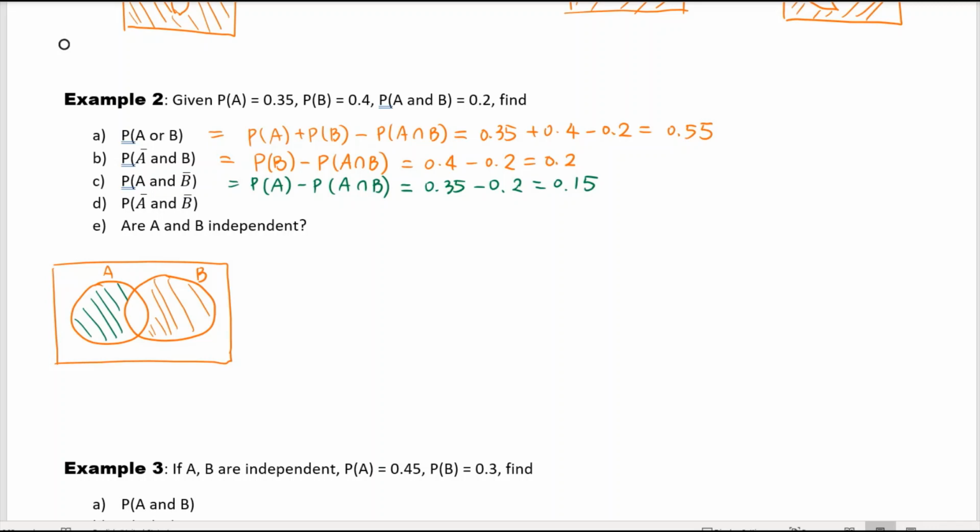Part D, P of A complement and B complement. Okay, so A complement and B complement means outside of A and outside of B. Which means it's the outer region: 1 minus the union. Probability of the union is 0.55, so that's why this is 0.45. So far, so good, everyone.